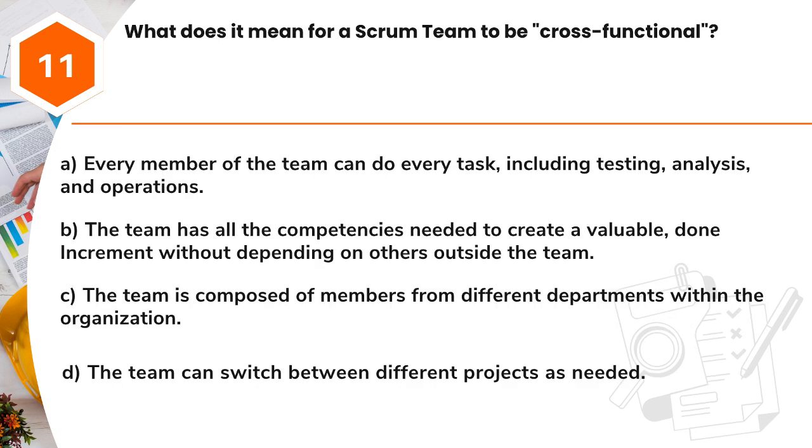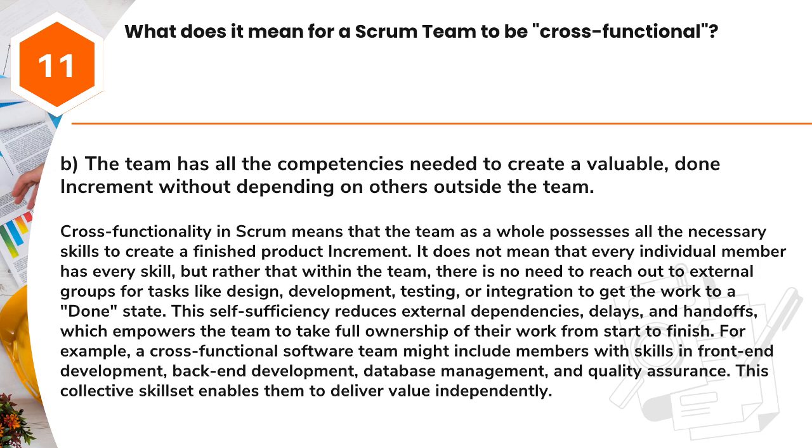What does it mean for a Scrum team to be cross-functional? A. Every member of the team can do every task, including testing, analysis, and operations. B. The team has all the competencies needed to create a valuable, done increment without depending on others outside the team. C. The team is composed of members from different departments within the organization. D. The team can switch between different projects as needed.